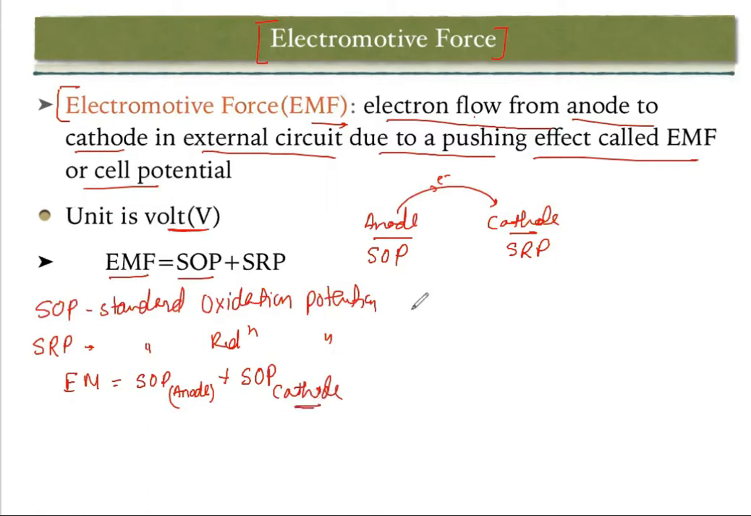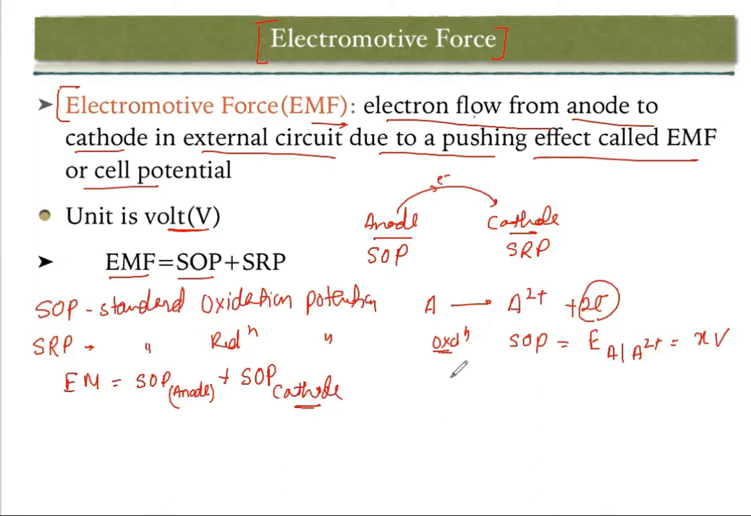Now a basic concept we have to learn from this is, let's suppose we'll take one example. Let's suppose A gives A2+ plus 2 electrons. So during this process 2 electrons are lost. As we know this is an oxidation reaction, and this reaction should have one standard oxidation potential, right? So that standard oxidation potential is E, going from A to A2+. Let's suppose this value is some X volt.